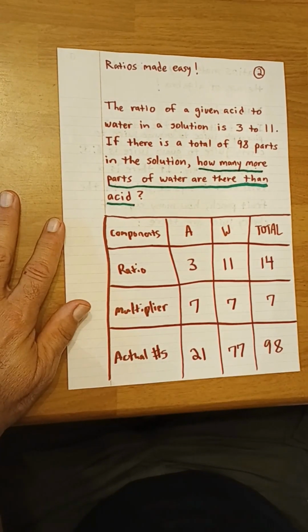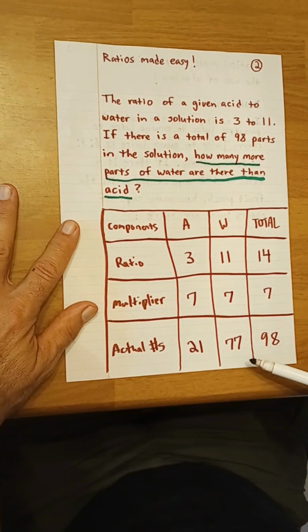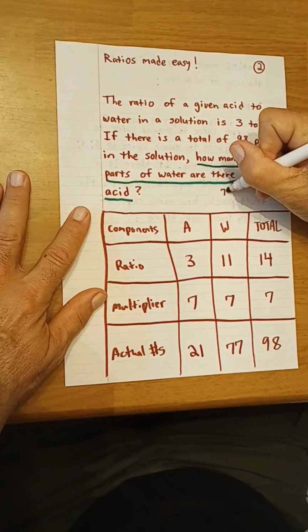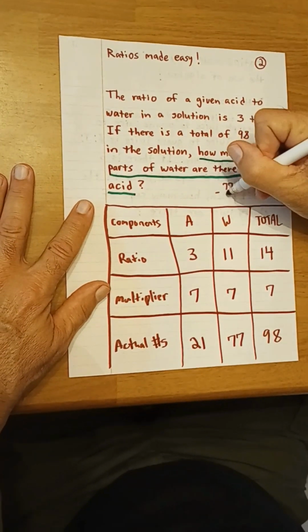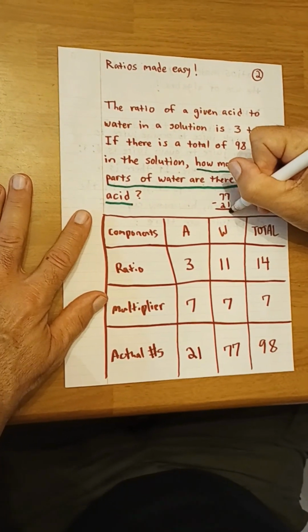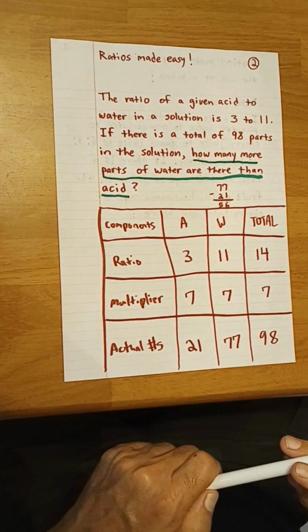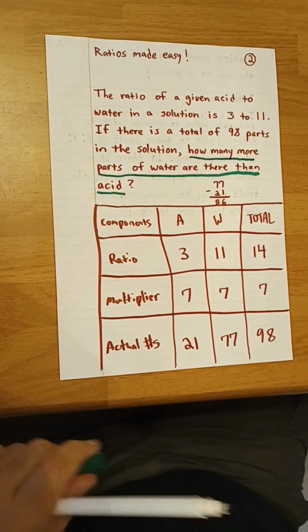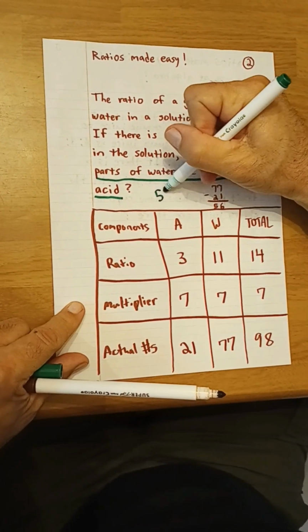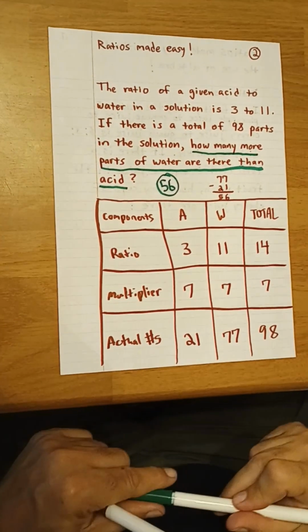Okay, so now the question is, how many more parts of water are there than acid, right? So we would simply subtract 77 minus 21, and this is going to give us 56. So our answer here is 56. There are 56 more parts of water than there are of acid, right? So there you are. That's the ratio box.